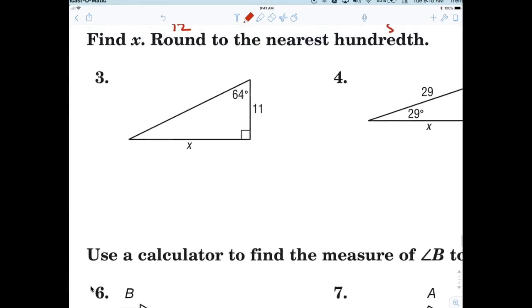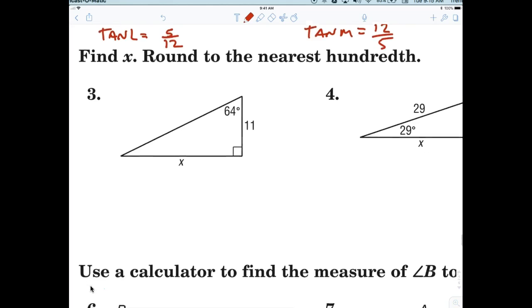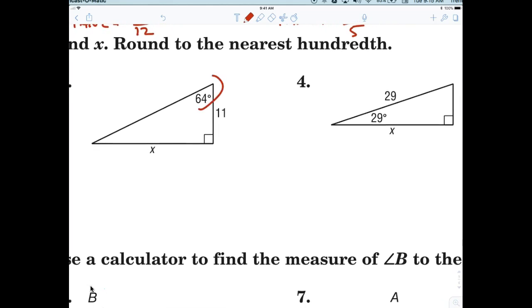All right. Now, on number 3, here's what you're supposed to write down on your paper. Listen carefully. Number 3, I used to tell my kids to circle the 3 things that you have. The angle, this is the opposite, and this is the adjacent. That's how I know I'm using tangent.